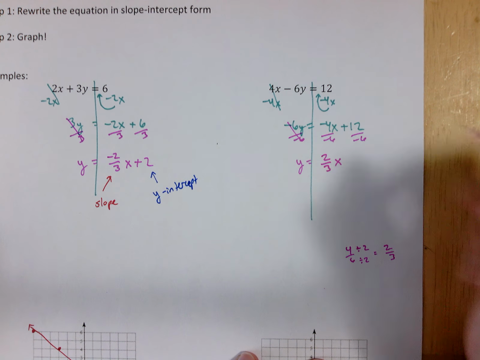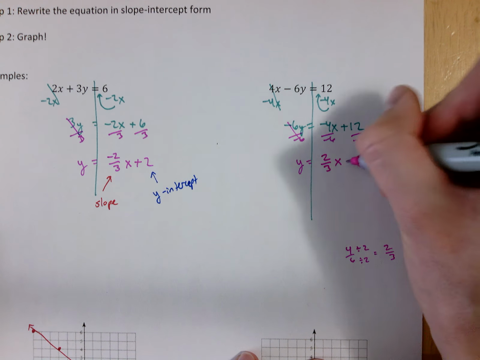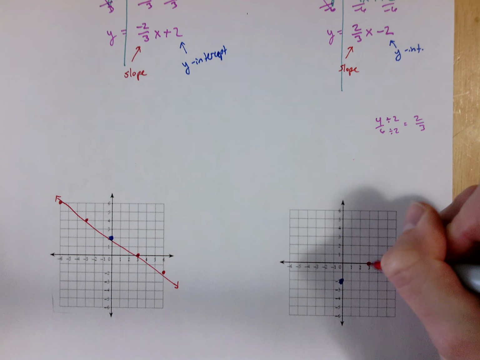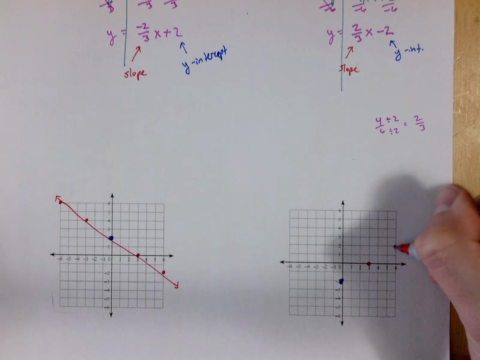2/3 x. And then 12 divided by negative 6 is negative 2. All right, and then we just have to graph it. So remember this guy, my y-intercept. At negative 2, I'm going to put a point on my y-axis. And then 2/3 is going to be my slope, which, hey, look at that, they ended up with the same slope. Okay, so 2/3 is my slope. Well, not quite the same, right? One's going negative and one's going positive.